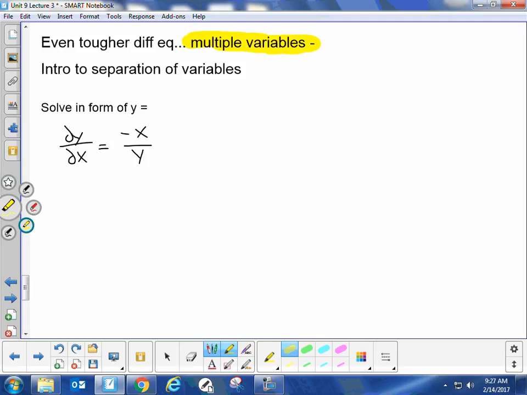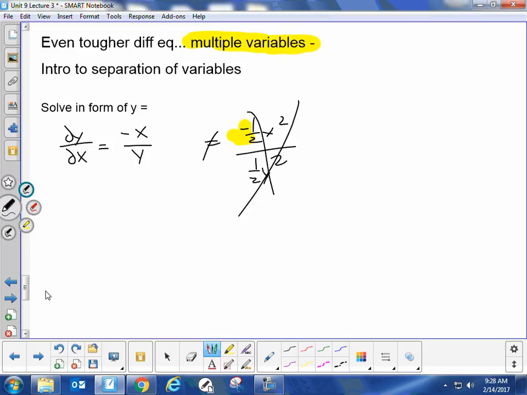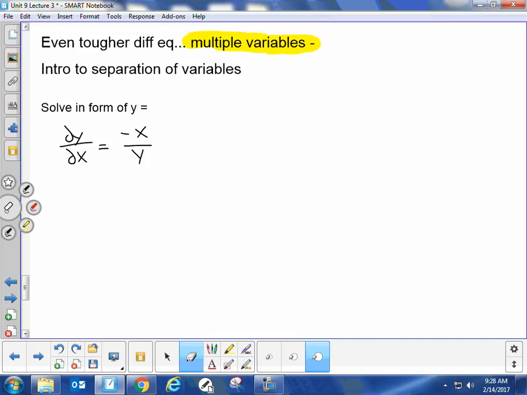Okay, it's like, man, I have to take the antiderivative of negative x over y. I'm not sure how to do that. And really quickly, it's not negative 1/2 x squared over 1/2 y squared. We know that this is not going to be correct. Now, before we get into finding the solution, let's remember when we had derivatives that looked like this.